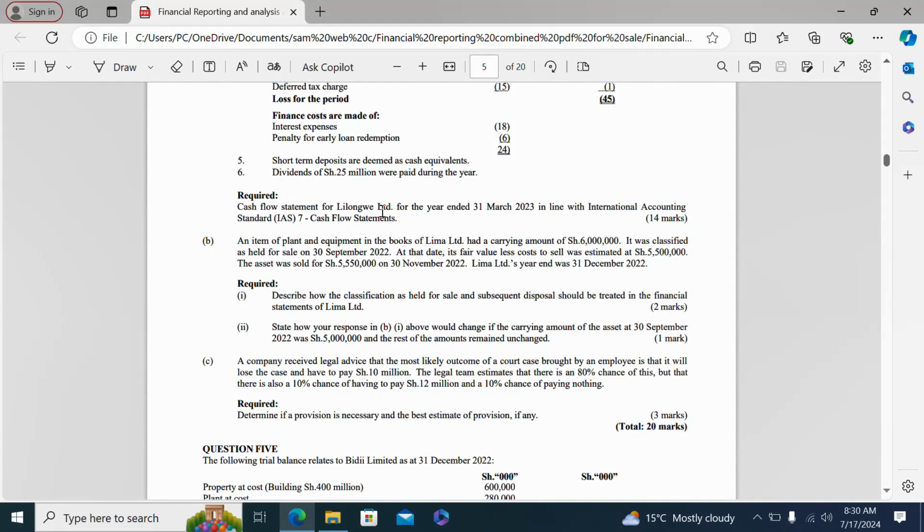Cash flow statement for Rirongwe Limited for the year ended 1st March 2023 in line with International Accounting Standard IAS 7, Cash Flow Statement. And B, required: describe how the classification as held for sale and subsequent disposal should be treated in the financial statements of Rima Limited. State how your response in B1 Roman 1 above would change if the carrying amount of the asset at 30th September 2022 was shillings 5 million and the rest of the amounts remained unchanged. Then C, determine if provision is necessary and the best estimate of provision if any.